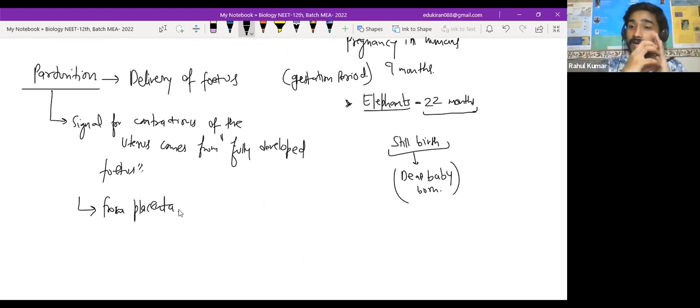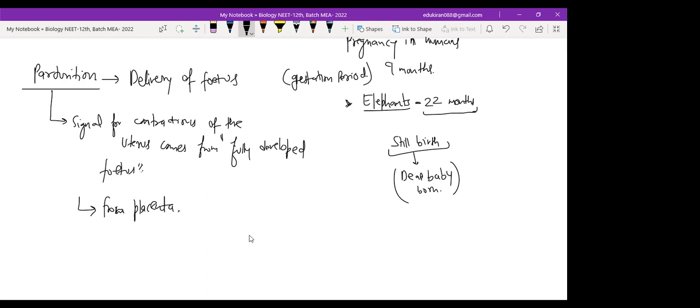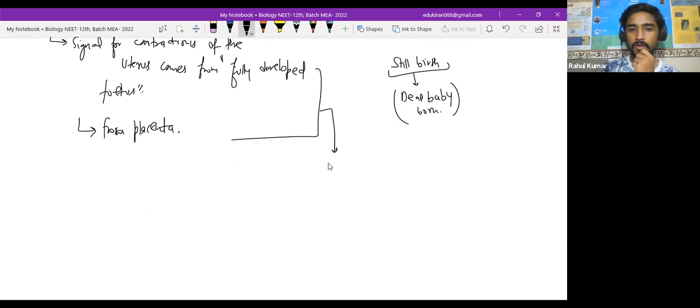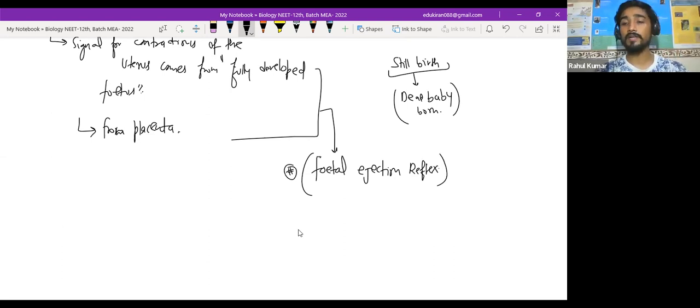Because placenta is embedded in the uterine wall, right? And if it sends signals, it makes more sense. Is it clear? Yes. So this tells the uterus to contract, and when the signal comes from this part, it is called fetal ejection reflex, because it has to be ejected out. The question can come in boards or your school examination. What is a fetal ejection reflex? I have seen this question multiple times. So this reflex is originated because of signals from the developed fetus and the placenta.